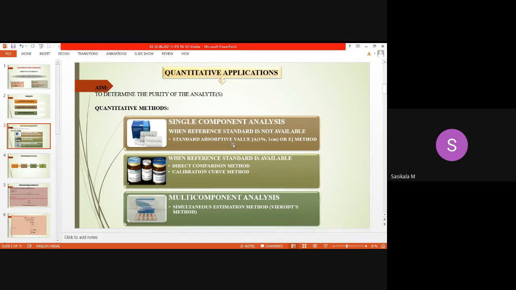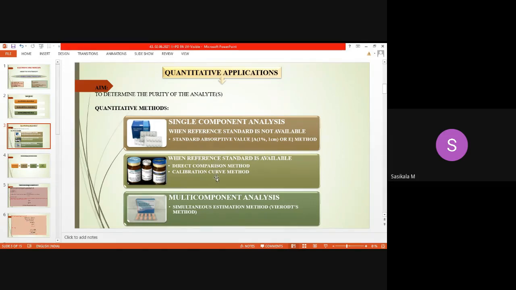And if the drug molecule is marketed, then you will have all the estimation procedures in IP itself. Even for recent drug molecules, the recent IP will have all the newer drugs. So definitely you can find the standard absorptivity value for the drug, then we can analyze. And if we have the reference standard, then we can go with either direct comparison or the calibration curve method. The optimized methods will be seen in published articles for that drug substance.